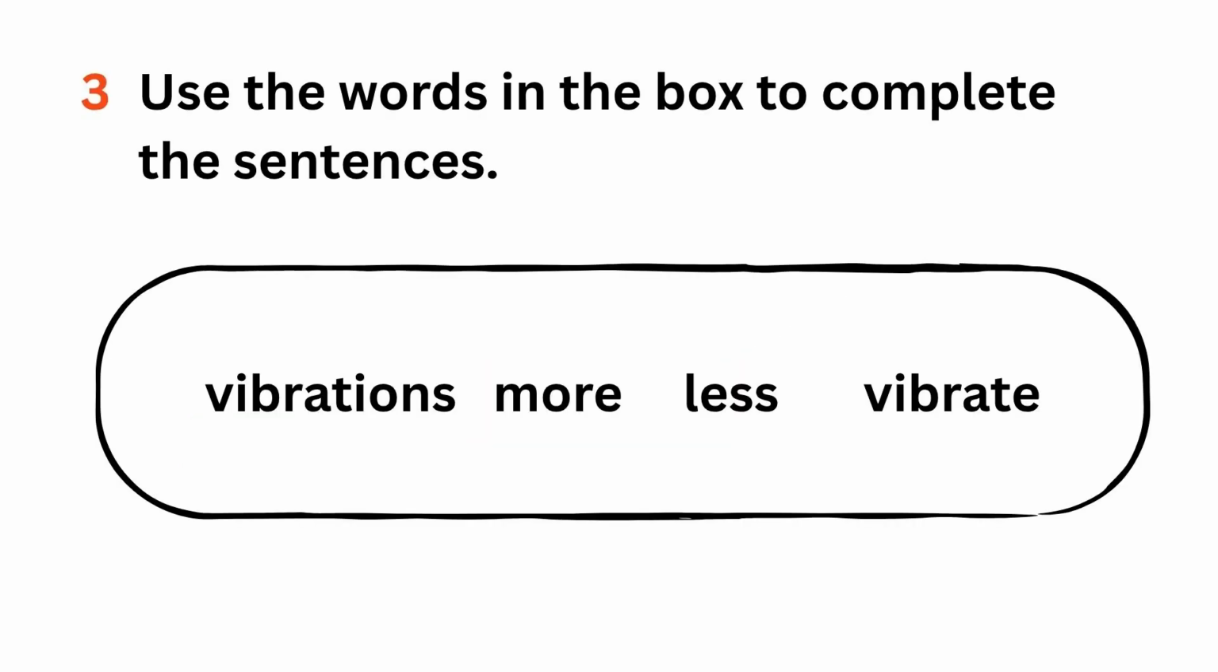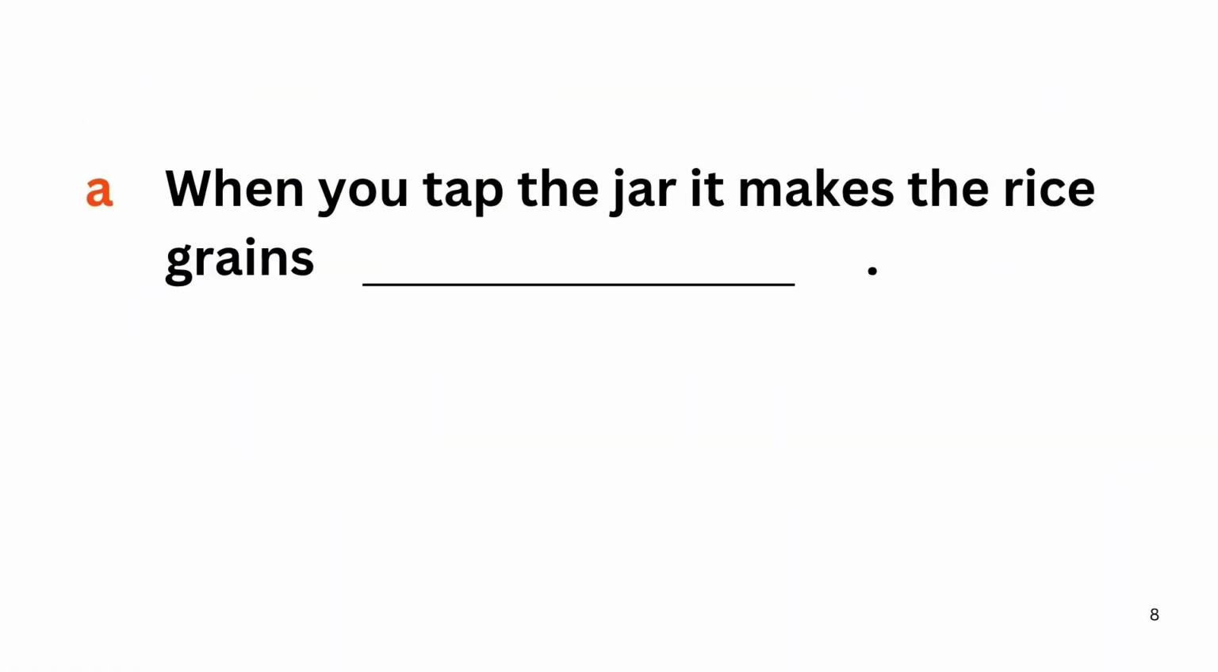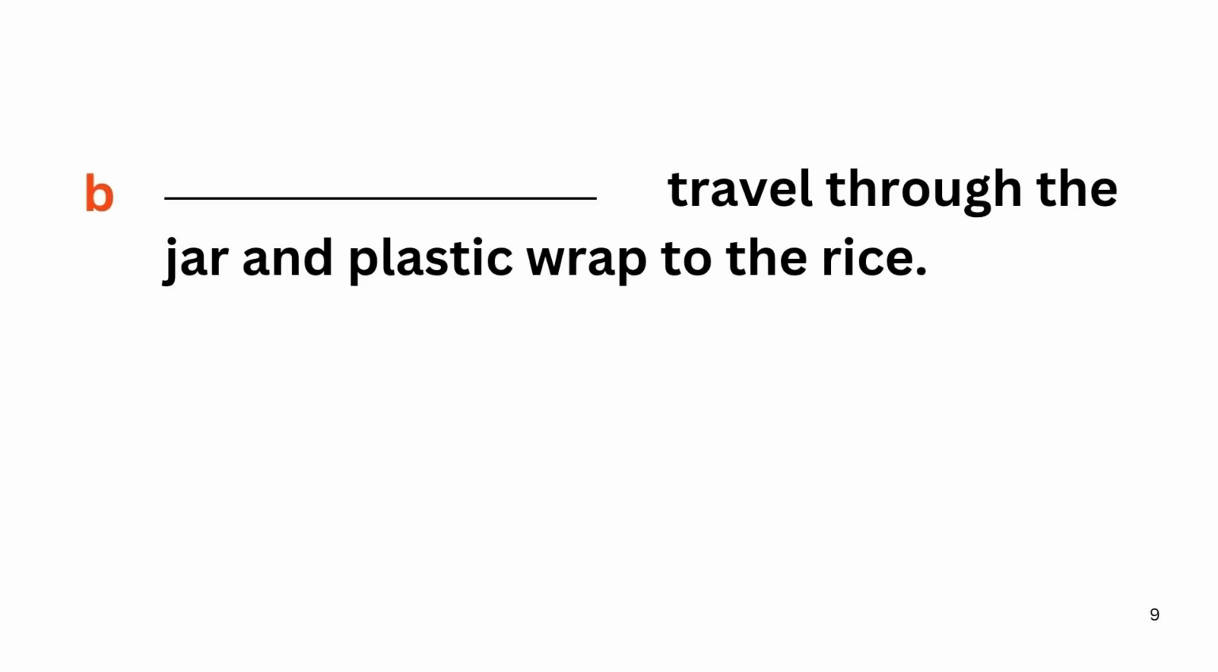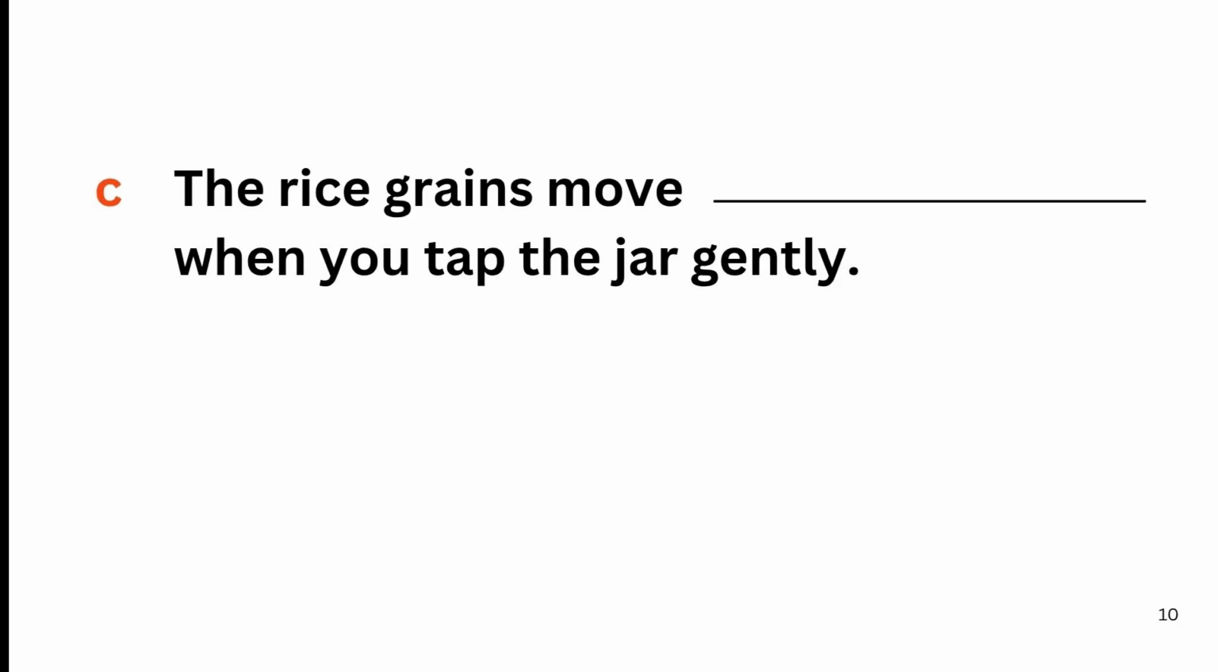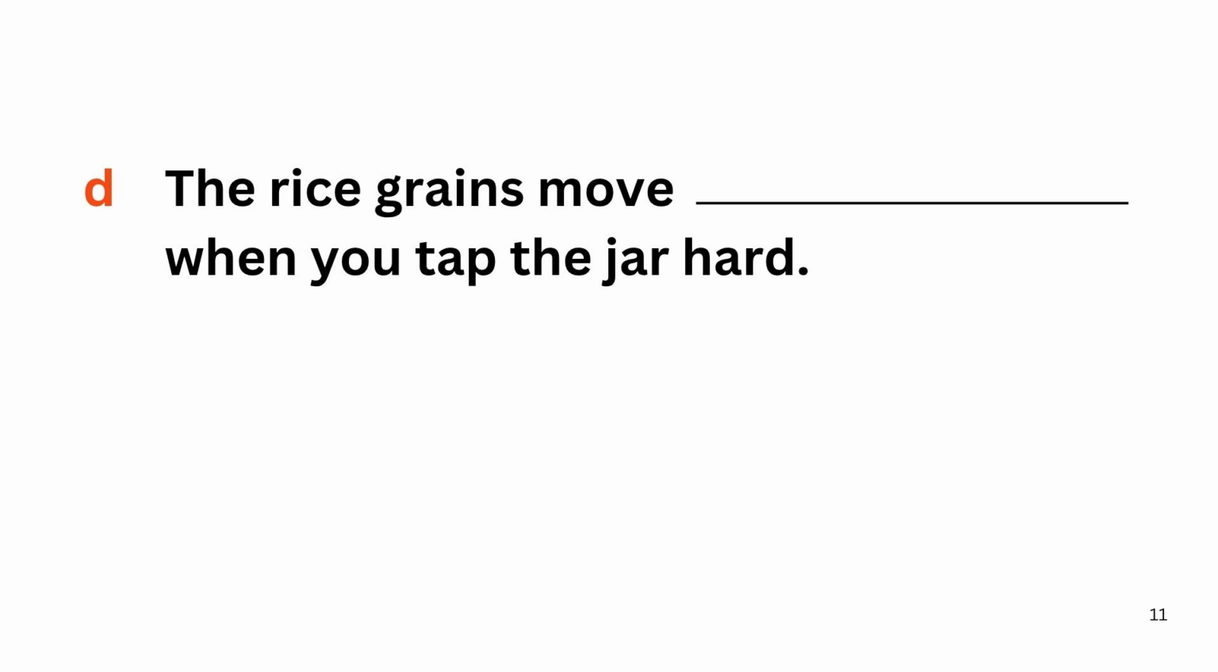Question number 3. Use the words in the box to complete the sentences. Vibrations, more, less, vibrate. Question A. When you tap the jar, it makes the rice grains vibrate. Question B. Vibrations travel through the jar and the plastic cover to the rice. Question C. The rice grains move less when you tap the jar gently. Question D. The rice grains move more when you tap the jar hard.